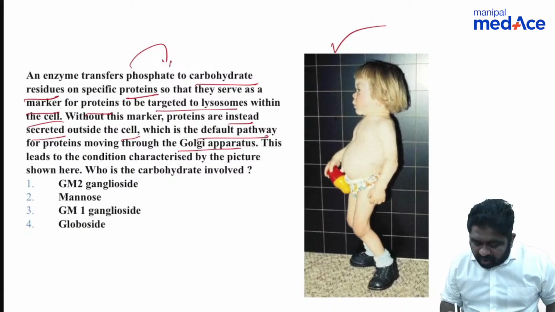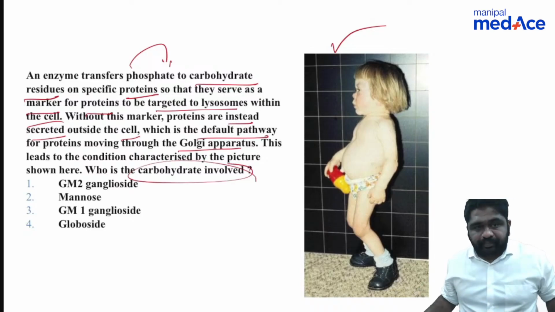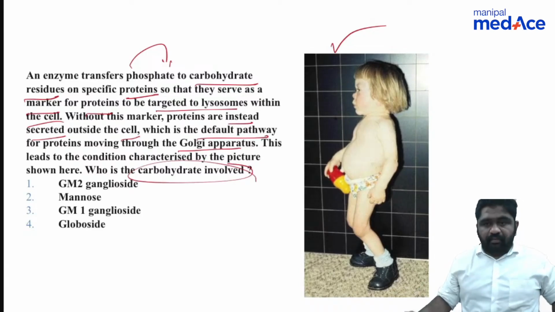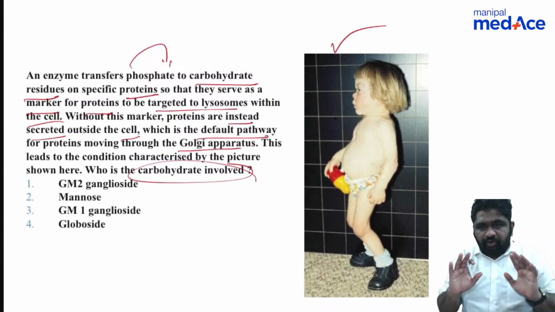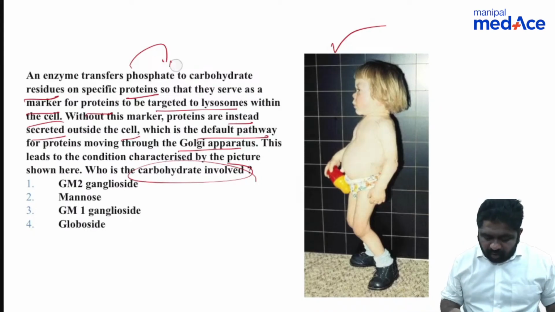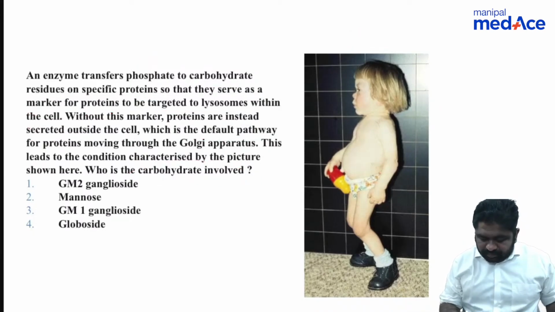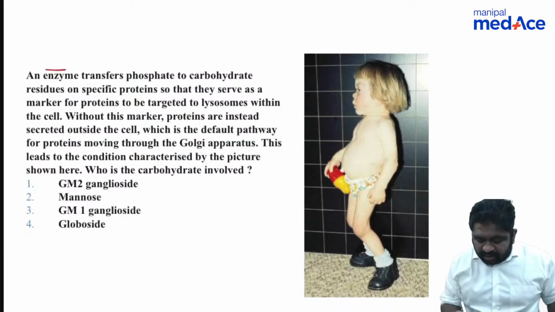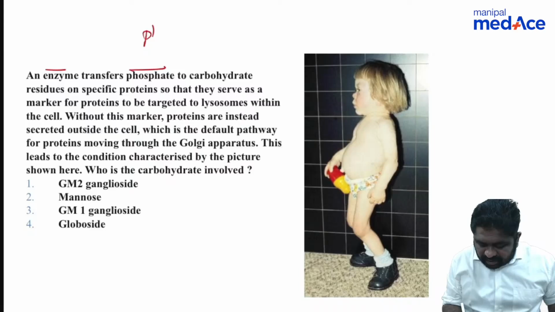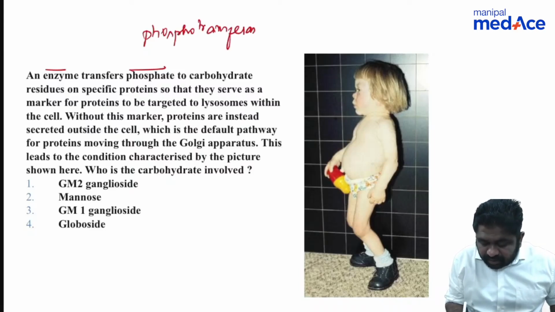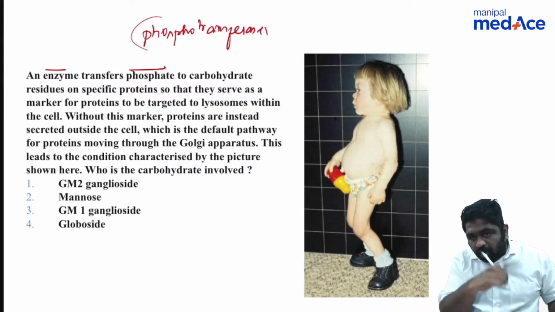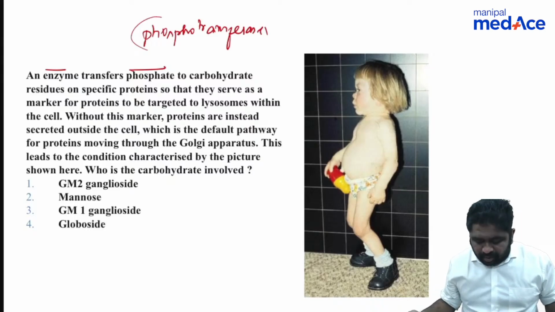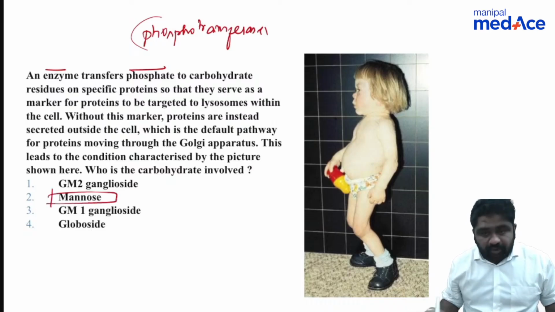Now, which carbohydrate is involved in this whole problem? You don't have to answer. Just read the question once again. An enzyme transfers phosphate. So the enzyme is a phosphotransferase. Now this phosphotransfer should happen onto the carbohydrate residues on specific proteins so that they serve as a marker for proteins. Saravana Krishnan, very good. The answer is mannose.